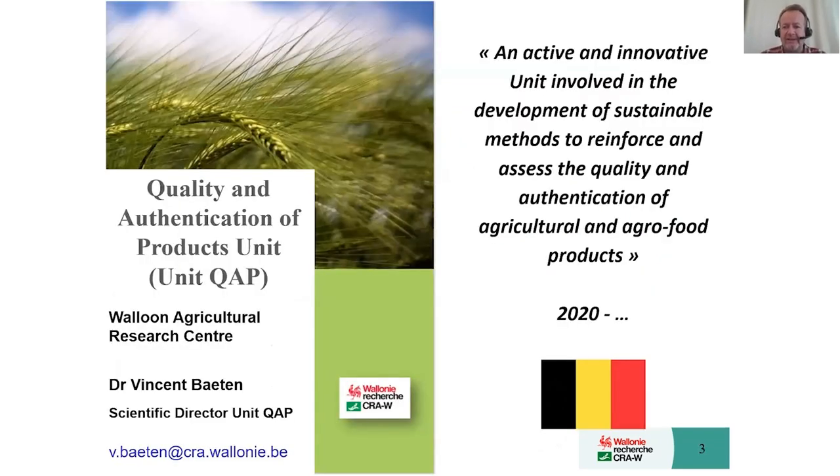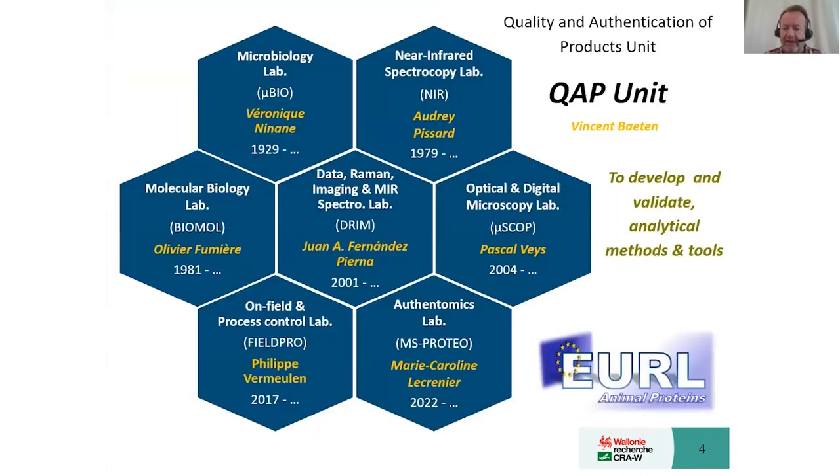And in 2020, we decided to reshape our institute a little bit, and we built a new unit called Quality and Authentication of Products. I'm managing this unit, which is about 34 people, and we work on the development of sustainable methods in order to reinforce and assess the quality and authentication of agricultural and agro-food products. In fact, this is about 7 research teams together, and each one is focused on different analytical techniques.